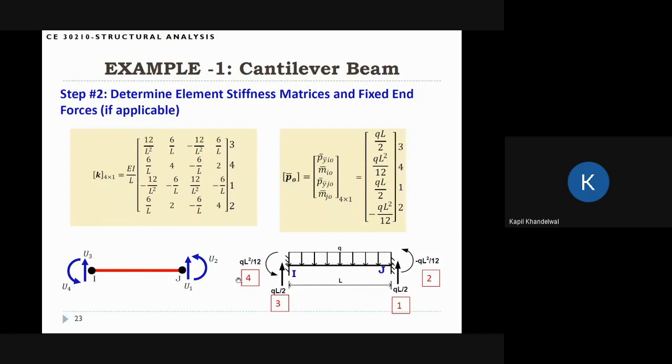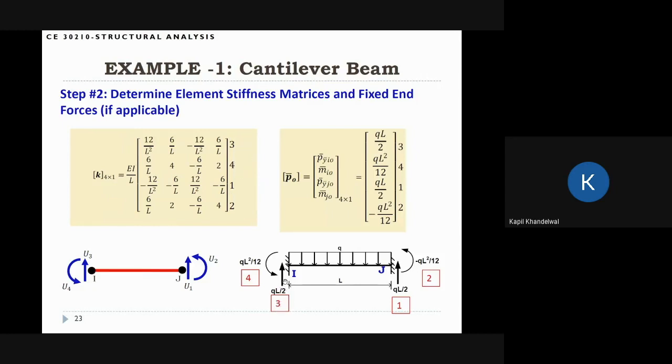And finally, we have to also get the fixed end forces. So the fixed end forces with this uniformly distributed load Q, these are the numbers here: QL square by 12, QL by 2, QL by 2, and minus QL square by 12. And so we can put them into a vector here. And the ordering should be the same that we get here, 3, 4, 1, 2.